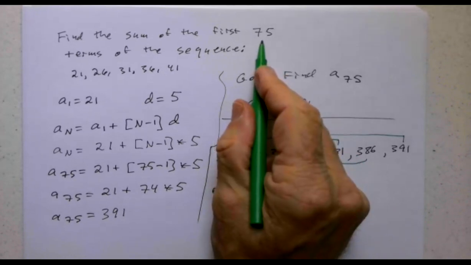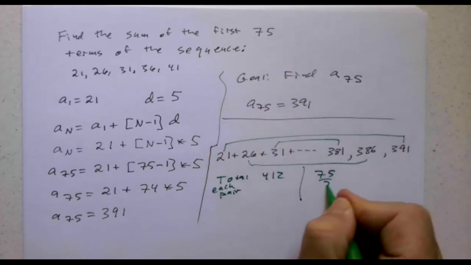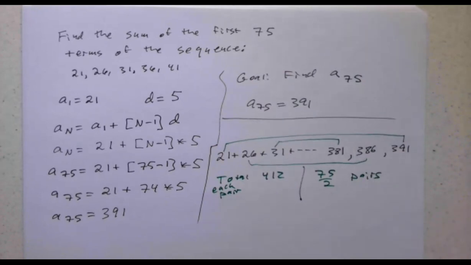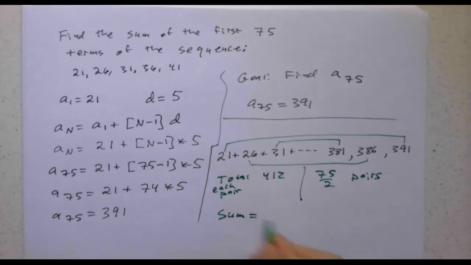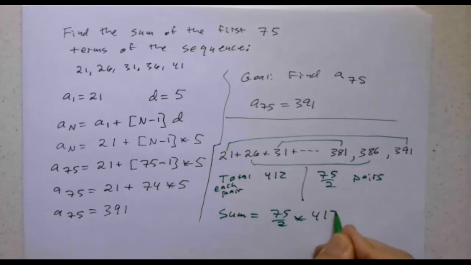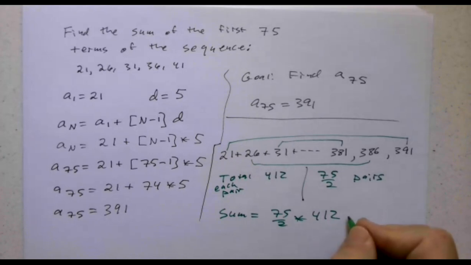Now, how many pairs do I have? There were 75 numbers in the list. So I have 75 divided by 2 pairs. And the one that's in the middle will be exactly half, 412. So my total is the number of pairs times the amount per pair. So the sum is 75 divided by 2 pairs times 412. What's that going to give me? 75 divided by 2 times 412 is going to give me 15,450.